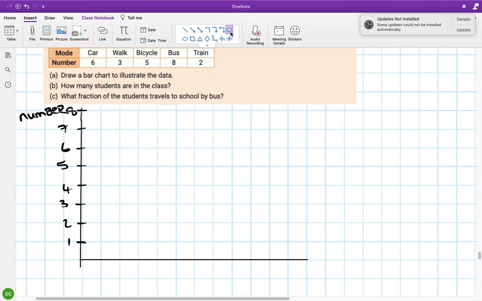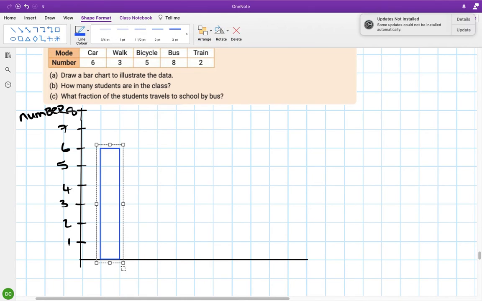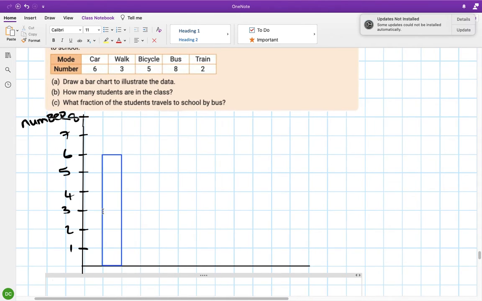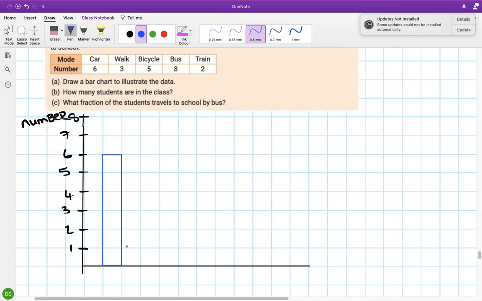And I'm going to put in my bar for car. That goes up to 6. So I'm going up to 6 here, and I'm putting in my bar. Okay, so I've left a gap of 1 box, and my bar is 1 box in width. All right, and that's going to be the car.